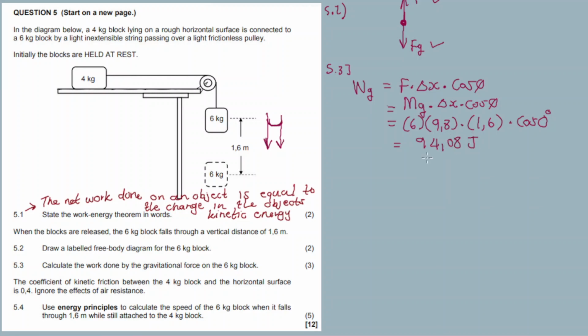the answer is 94.08 joules. Oh wait, energy is a scalar quantity, so it has no direction.